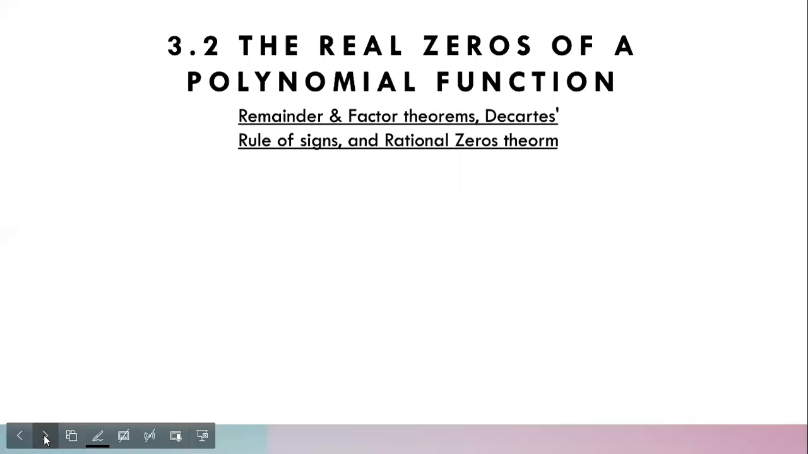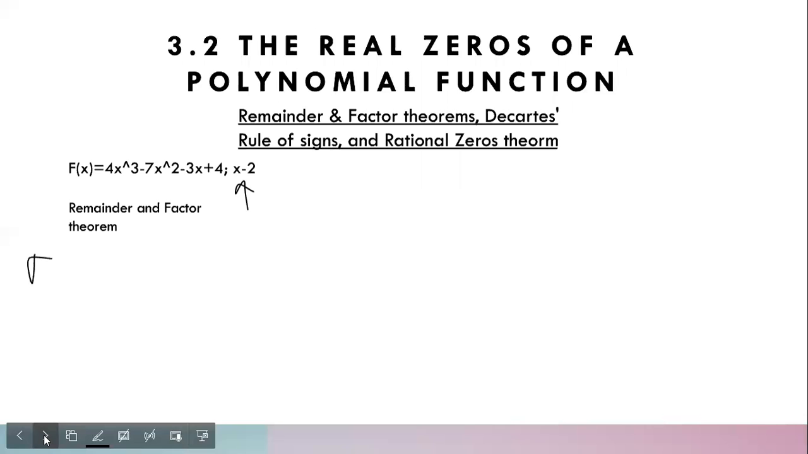So now moving on to the next section, 3.2, the real zeros of a polynomial function. We'll be using the remainder and factor theorems, Descartes' rule of signs, as well as the rational zeros theorem for this equation. So the remainder and factor theorem, first you want to find if this given x minus 2 can be a factor of f of x.